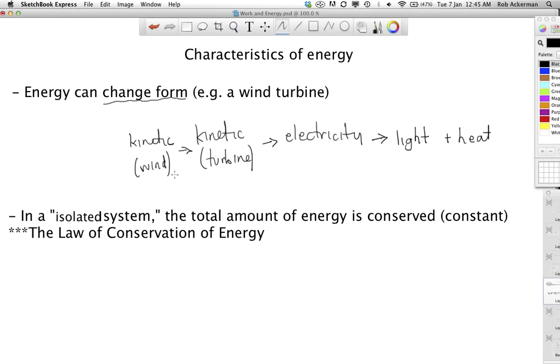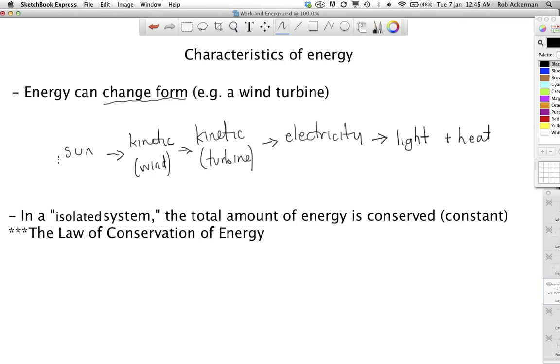We can go backward through this chain. Where did the wind get its energy from? This, of course, if you study weather, you know that this comes from the uneven heating of the Earth's atmosphere. Different land masses heat up differently when they're hit by sunlight for different amounts of time and with different intensities. So really, ultimately, the sun is responsible for driving the wind, which turns the turbine, which produces the electricity, which produces the light and the heat.